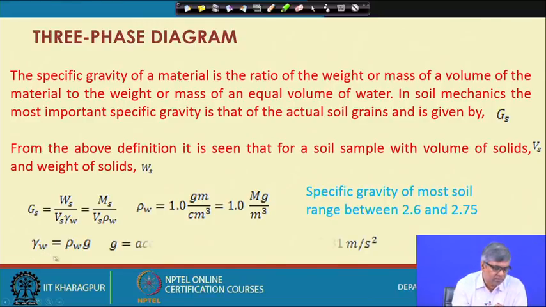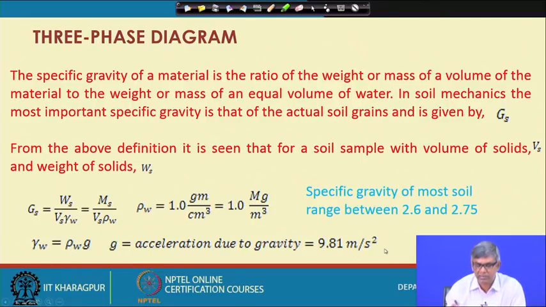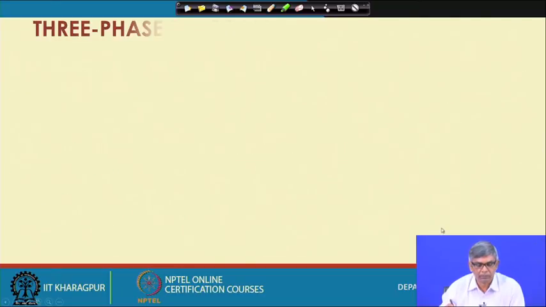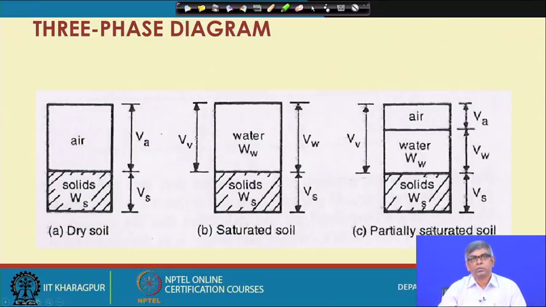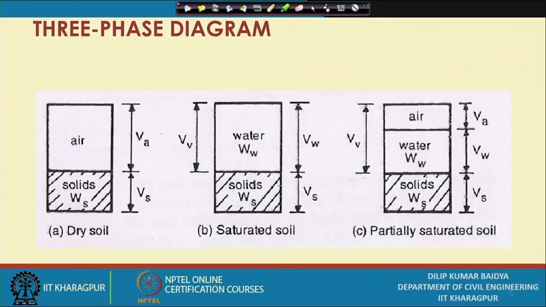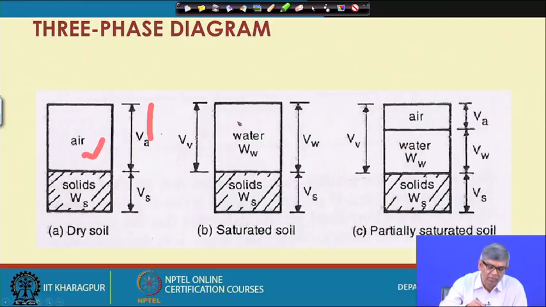And obviously there is a relationship between gamma and rho. Gamma will be rho times g, where g is the acceleration due to gravity, the value being 9.81 meter per second square. Now, in the previous diagram I showed only a two-phase diagram, considering only voids and solid. If the void is completely dry, then this is the diagram we can think of: dry condition, only air and only solid. And if all the voids are filled up with water, that means saturated, then this is the diagram: this is the volume of water and this is the volume of solid. So, these are the two-phase diagrams I discussed in the previous slide.